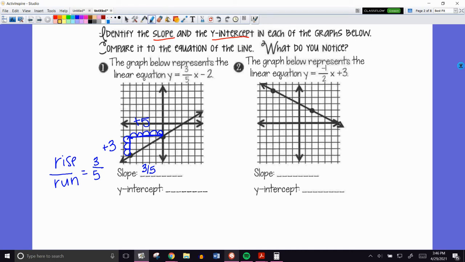And then we talked about on a graph, the y-intercept is where the line crosses the y-axis. And we said that the coordinate for that is going to be 0, 1, 2. That is where it's going to cross. So 0, and then we went down 2 because we're going down. That's going to be -2. So our y-intercept, 0, -2.